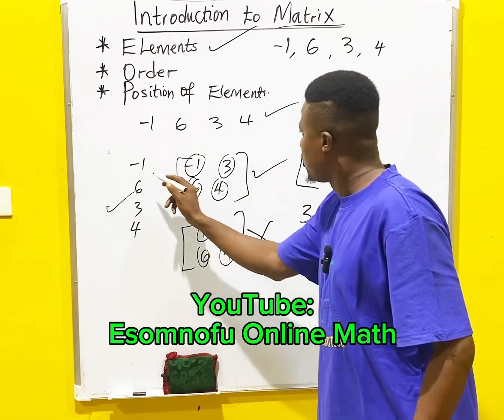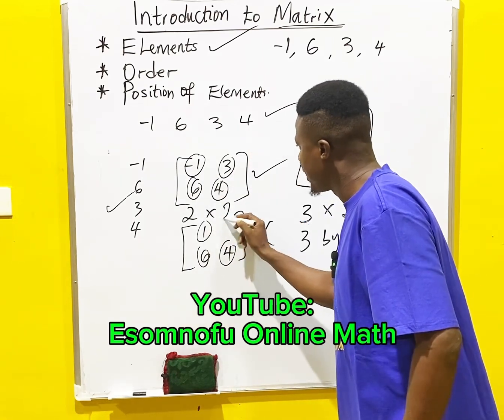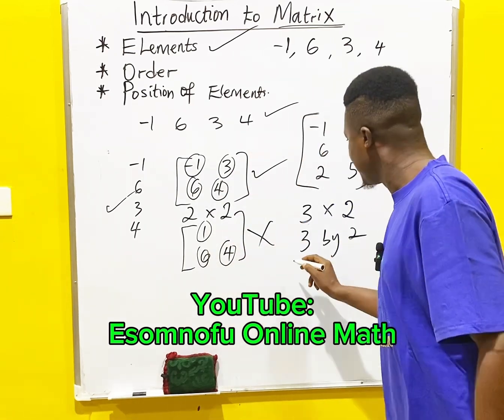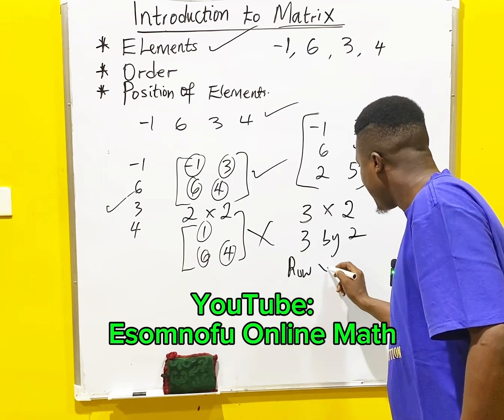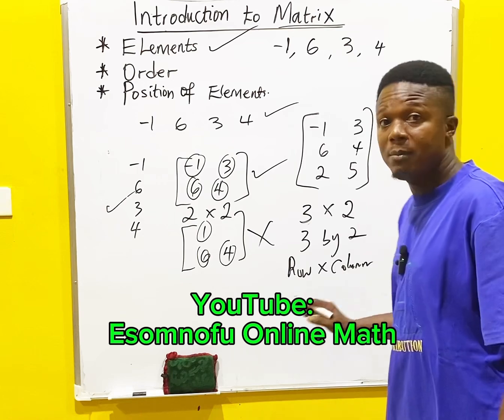This one has 2 rows and 2 columns. Okay, 2 by 2 matrix. So you get the order by row by column. Okay, this is how you get the order of a matrix, row by column.